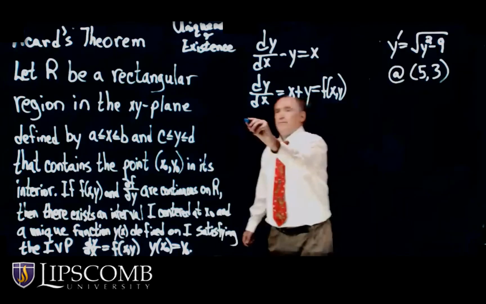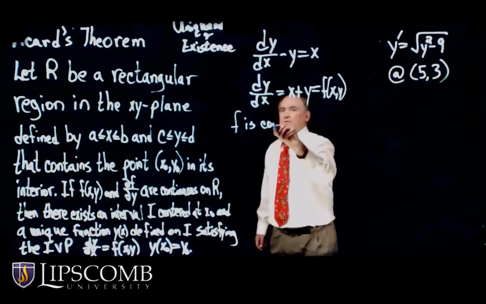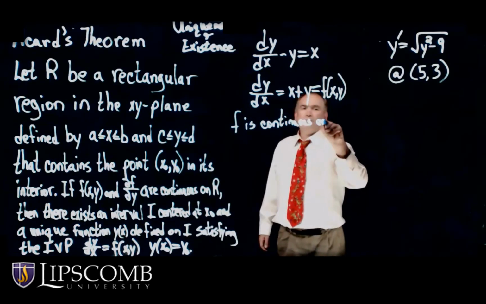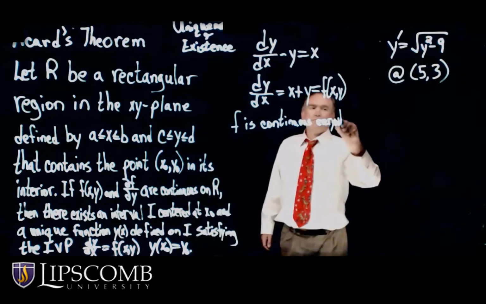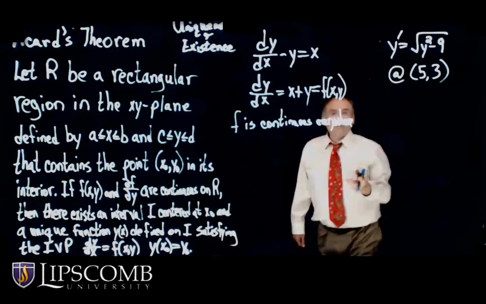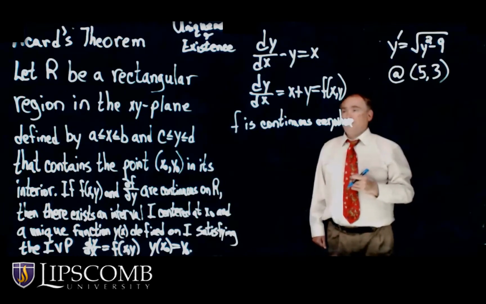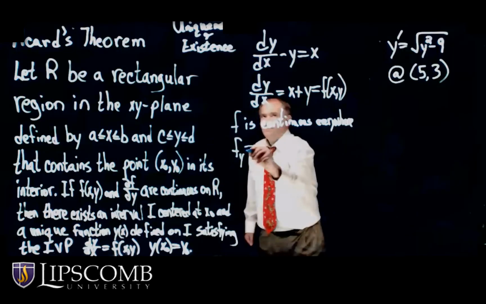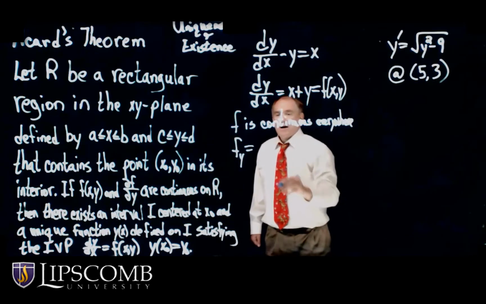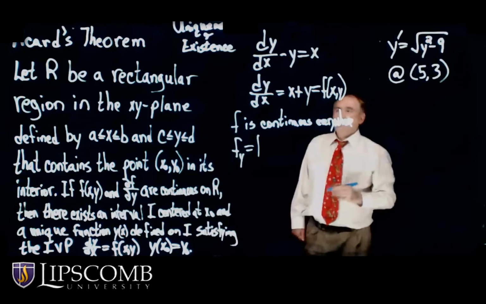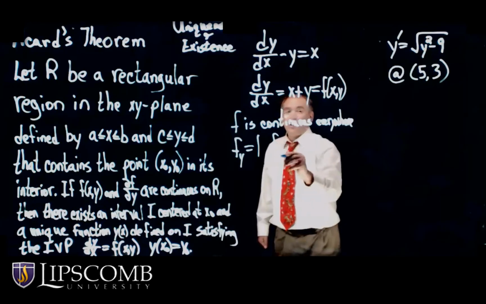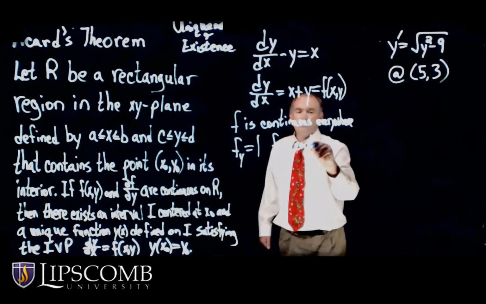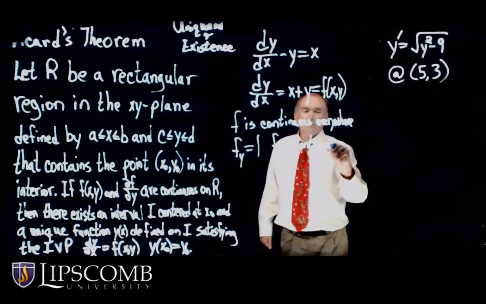So f is continuous everywhere. Next, I need to look at the partial of f with respect to y. So I'm going to take the partial of f with respect to y, something you did in Calc 3, and I notice the partial is 1. So notice this is a constant. So the partial is continuous everywhere.